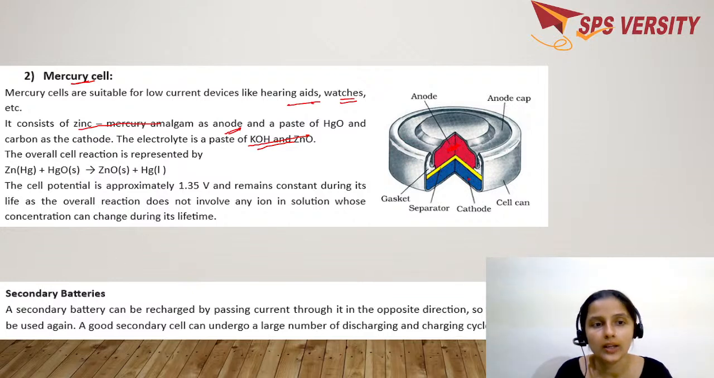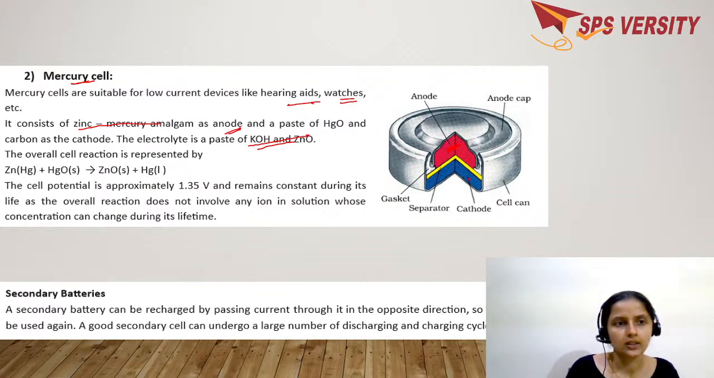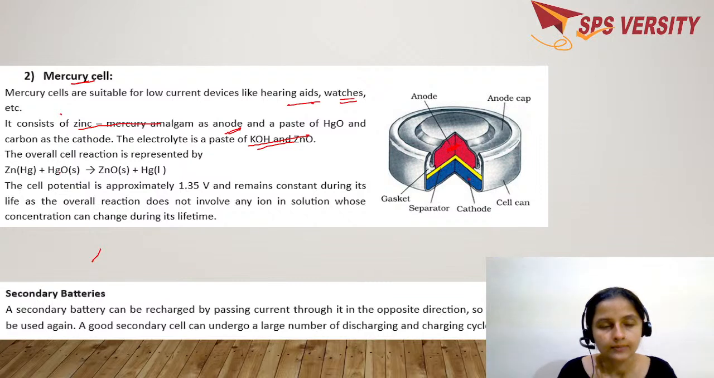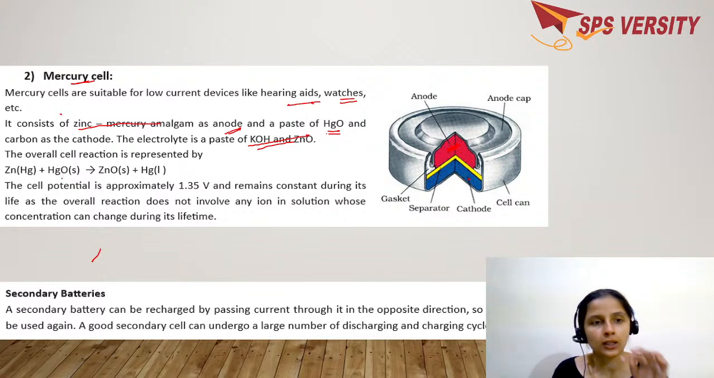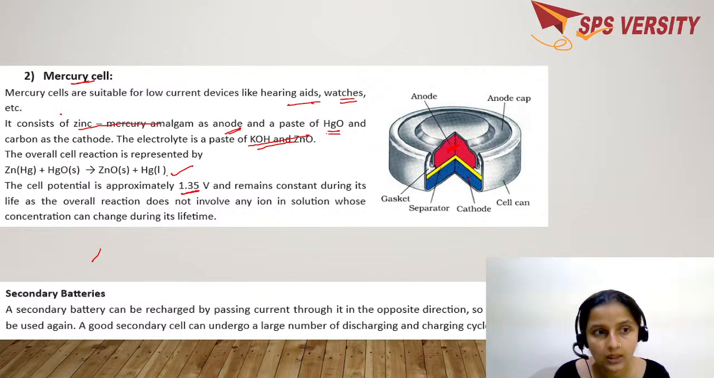Now the overall reaction they have given. The zinc undergoes oxidation to Zn2+, and the mercury, which is in the +2 state, you have the mercury here. That mercury, since it acts as cathode, undergoes reduction. So the zinc in the zinc mercury amalgam undergoes oxidation and the mercury undergoes reduction. This is the overall reaction happening, which is going to give you a voltage of 1.35.